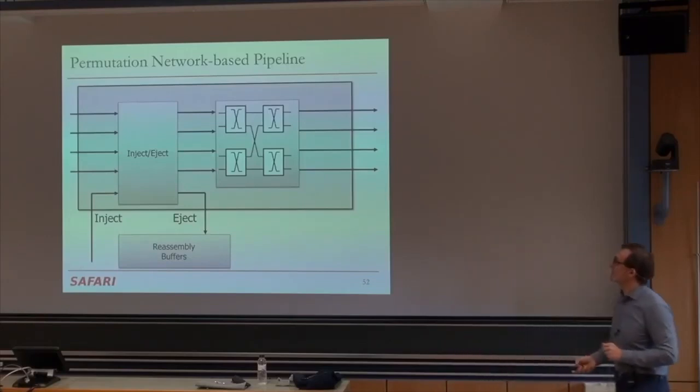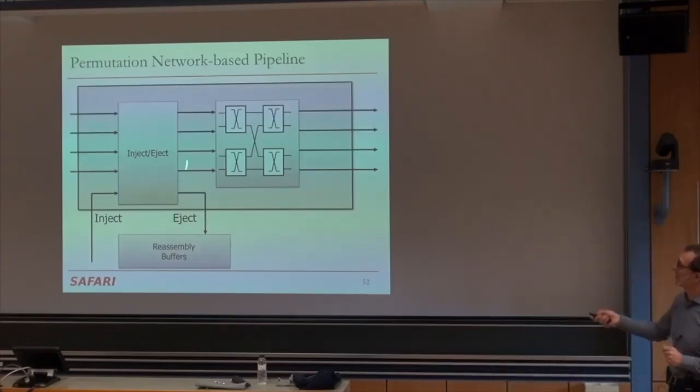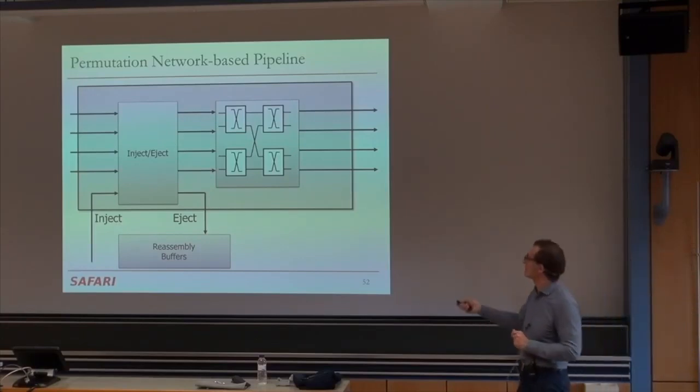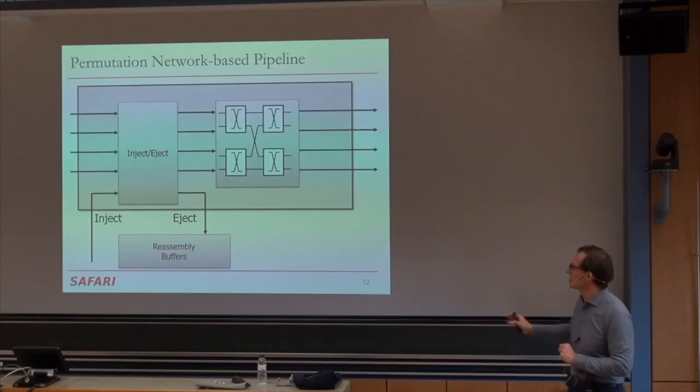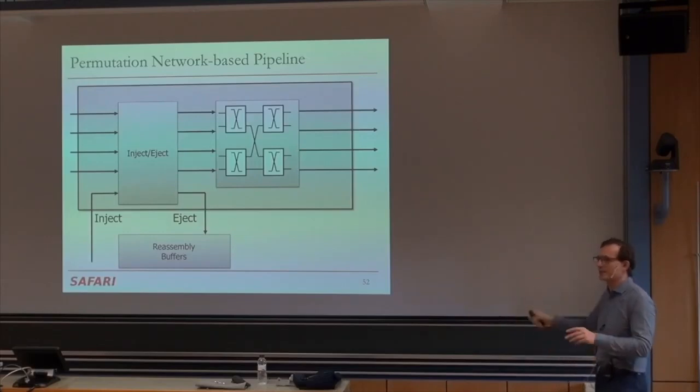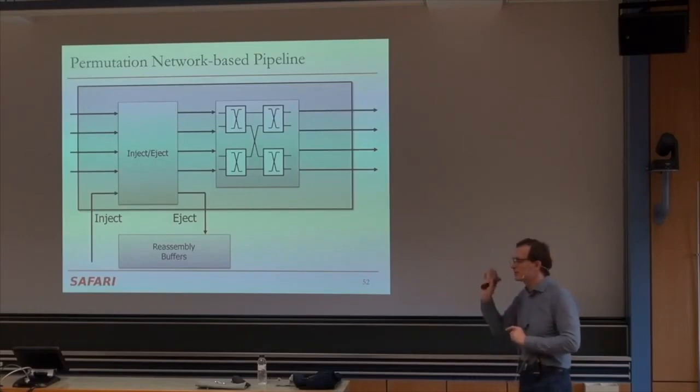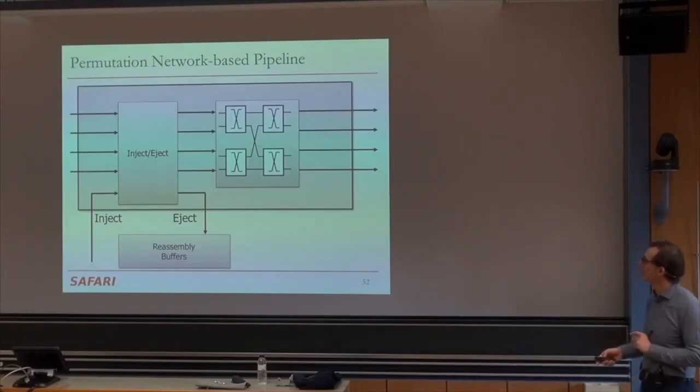Okay, so this is our permutation network-based pipeline now. Injection and ejection in this work is handled in a different way. It's not sent into the router, so that makes life a little bit easier. But you can think of injection and ejection also as another port over here. If you handle it in a different way, it actually makes life easier. And you can read the paper for more detail over here.